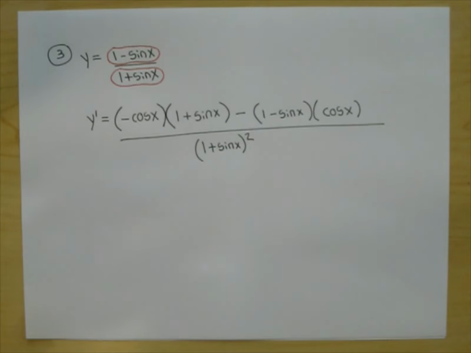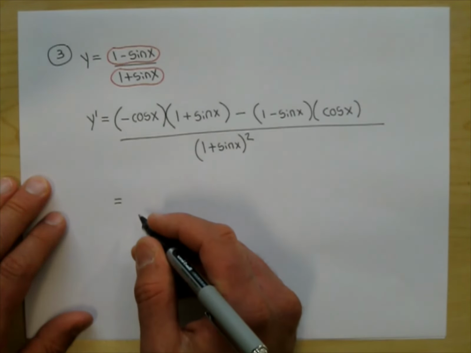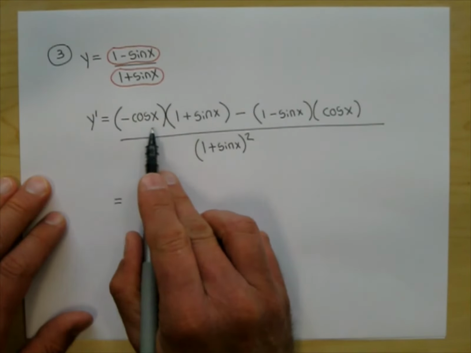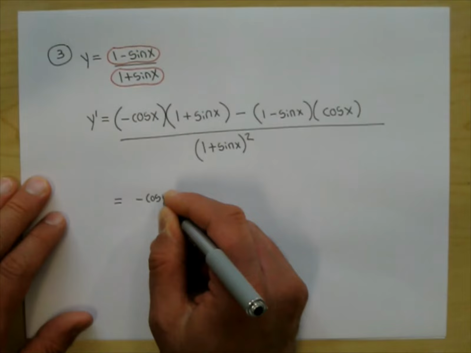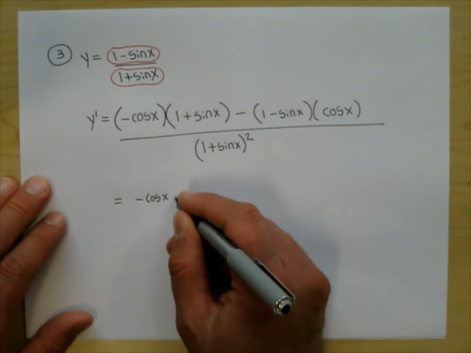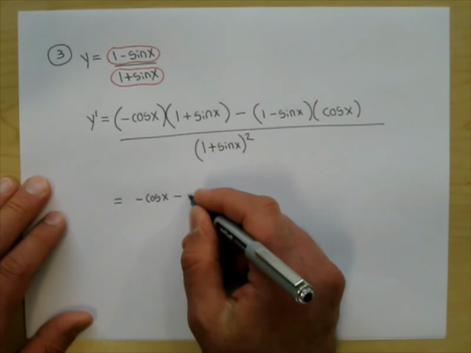So it looks like I have some distributing to do. So this equals negative cosine x minus cosine x sine x.